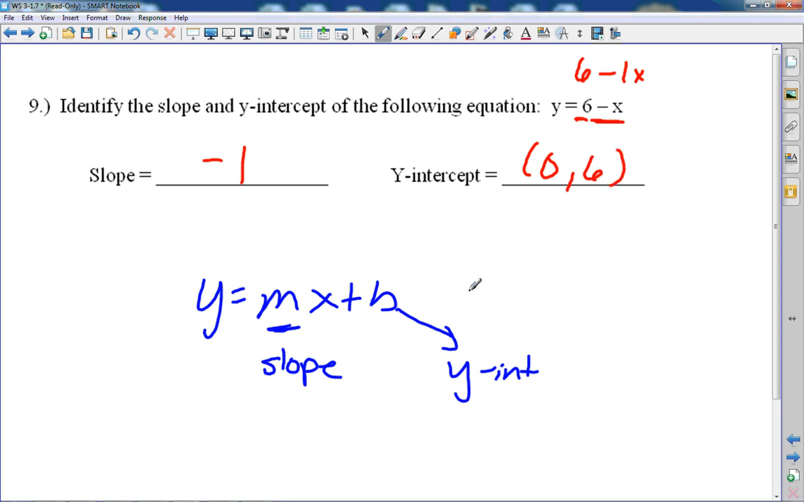It's an ordered pair. Let's add another question to this. Looking at just this slope, is this line going to be increasing or decreasing? And why? It's going to be decreasing because the slope is negative.